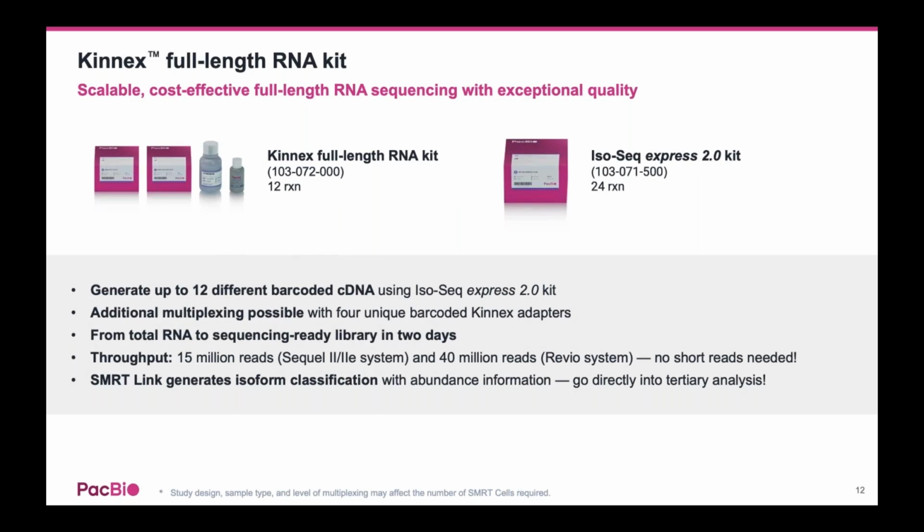With the Kinnex full-length RNA kit, you can now expect 15 million reads on a Sequel SMRT cell, or up to 40 million reads on the Revio SMRT cell. And multiplexing is also enabled here as well. And again, please check out the handouts module. We have an app note about this kit as well.